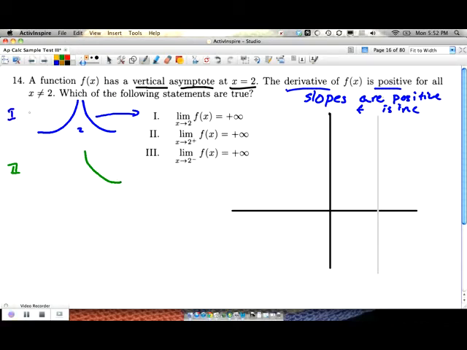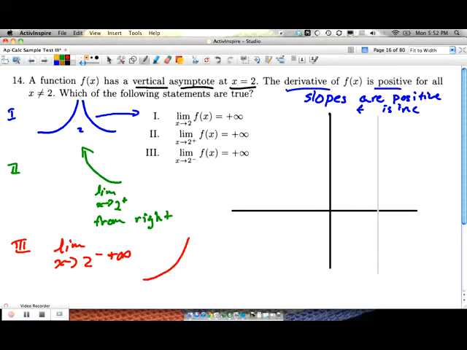Number 2 says that it's just the right side. The limit as x approaches 2 from the right is going off to positive infinity. Well, let's see what happens after that one. The next one, number 3 here, is saying the limit as x approaches 2 from the left is also positive infinity. That means that from the left side it's going to positive infinity.